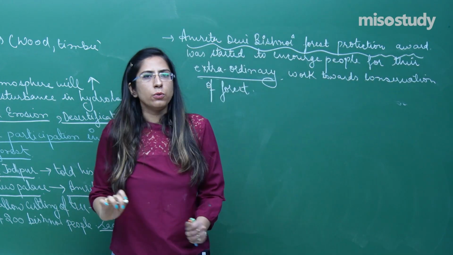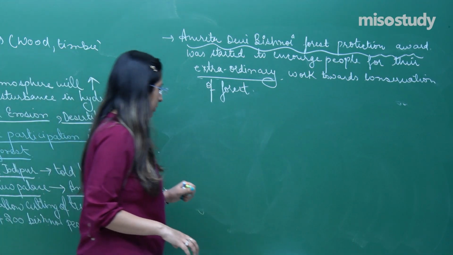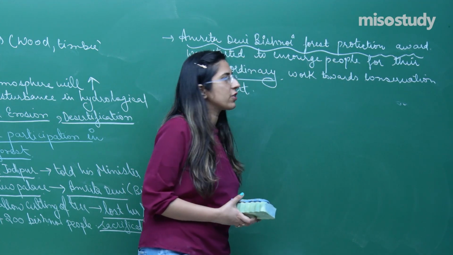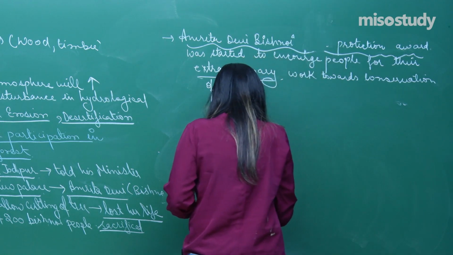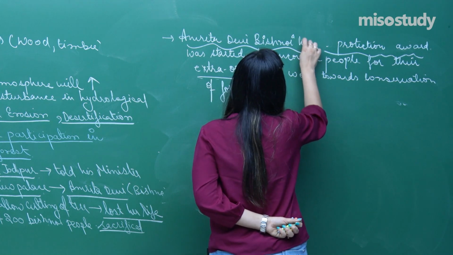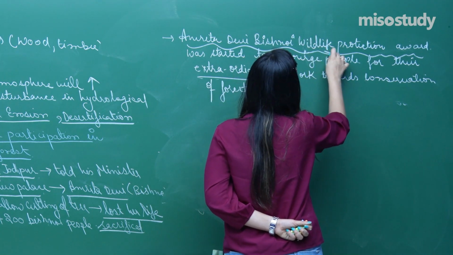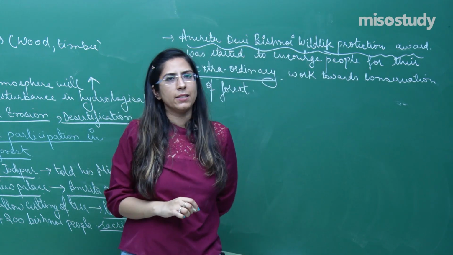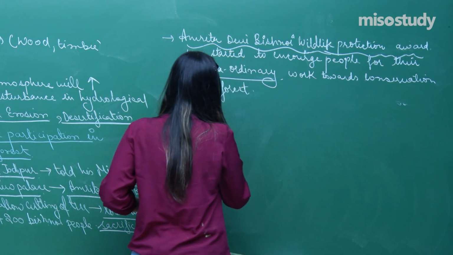So students, note this down. This was the first case study, which is related to protection. Actually, it is wildlife protection. This is related to the forest. This is wildlife. Now, let's talk about the second case study, which is related to joint forest management.